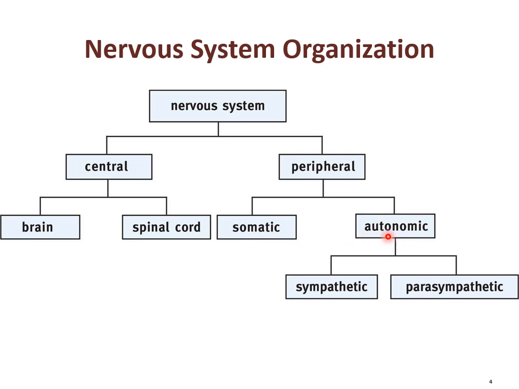And then in contrast to that is what we're going to be talking about, the autonomic. And notice this does not say automatic, although it's a similar term. The autonomic nervous system and its two divisions, the sympathetic and parasympathetic.